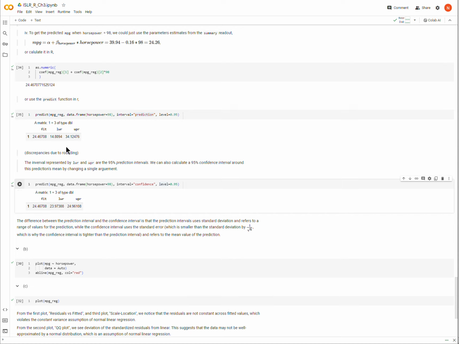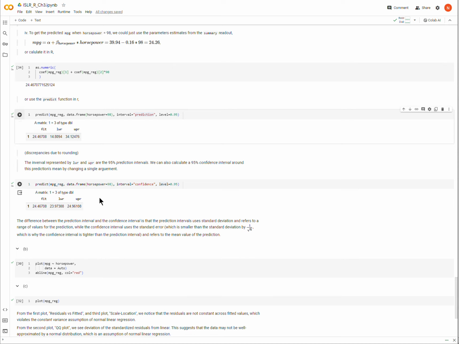Well, the prediction interval is using the standard deviation of the estimates. And it is saying, when I'm going to predict a value given 98 horsepower, even though the average of those predictions is this, if I go out the appropriate number of standard deviations to represent 95% of the distribution, then I wouldn't be surprised to see a value from here to here.